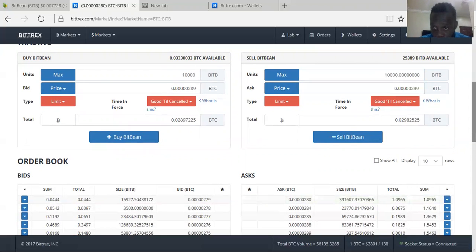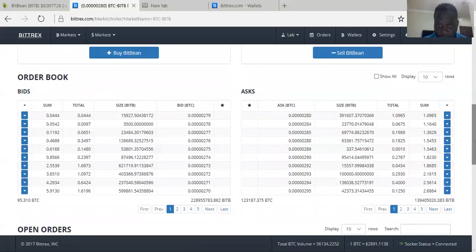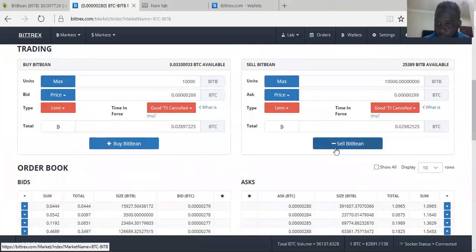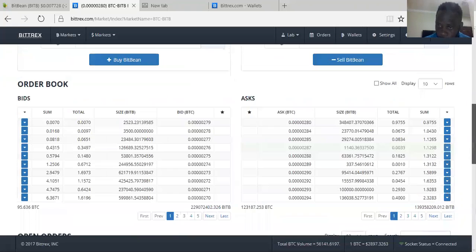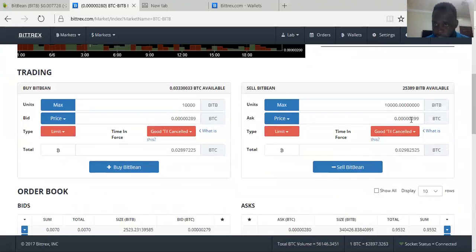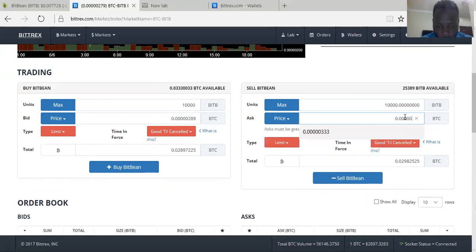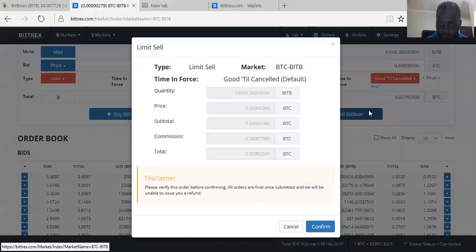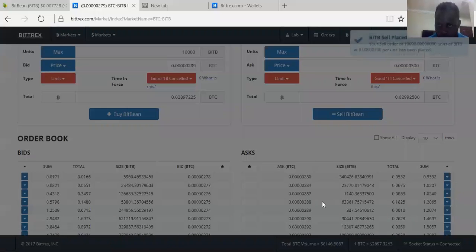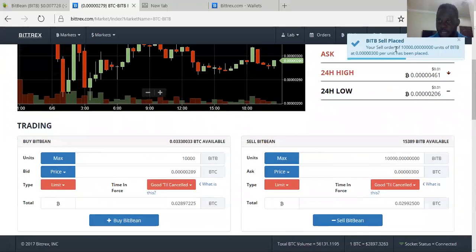Okay, look at it. 0.29, that's if I'm going to sell at 299. That's if the price ever goes there. And all I do is sell. Once you click sell, your order will be processed. Even though I'm going to sell for maybe a loss now, I bought at 289, I'm just trying to show you guys something. Okay, let's place it at 300. For instance. Okay, so I sell. My order is being processed.